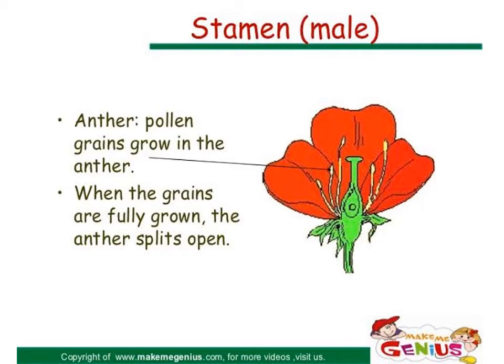So what are the parts of the stamen? The stamen is the male reproductive organ of the flower. It consists of two parts, the anther and the supporting filament.